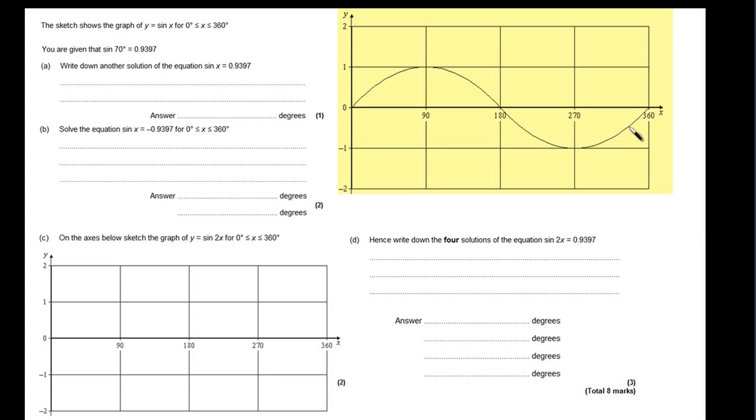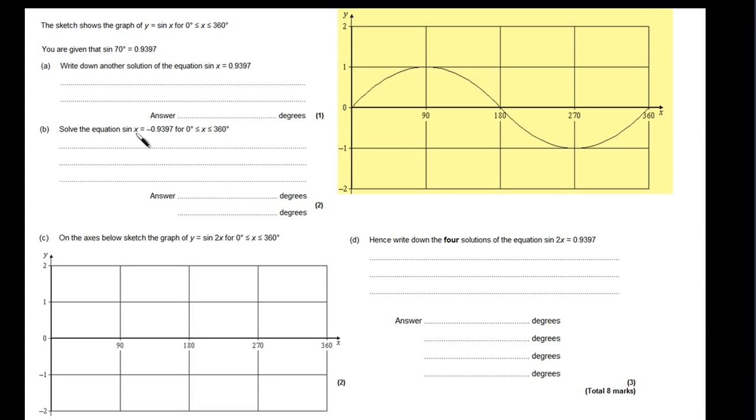You're given, so you don't have to use a calculator, that the sine of 70 degrees is 0.9397. And that makes sense because we ought to know that the sine of 90 degrees is 1. So it's just shy of 1, almost at the turning point. The question says, write down another solution of the equation sine x equals 0.9397, another solution. Okay, so that's going to involve us looking at the inverse sine function, or the arc sine.